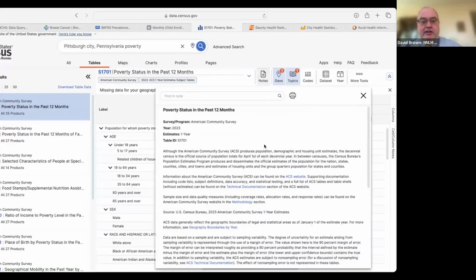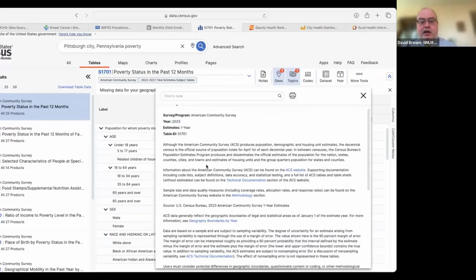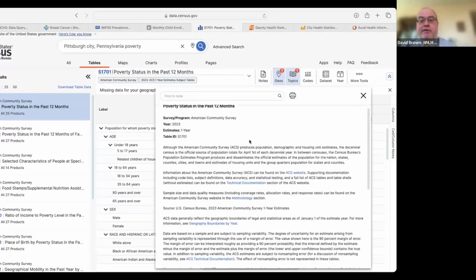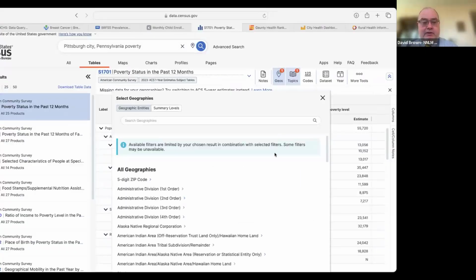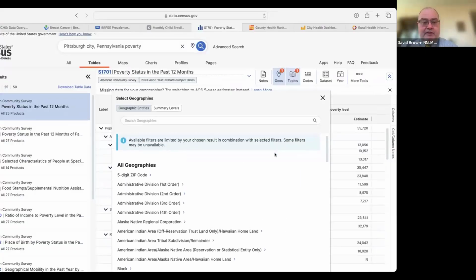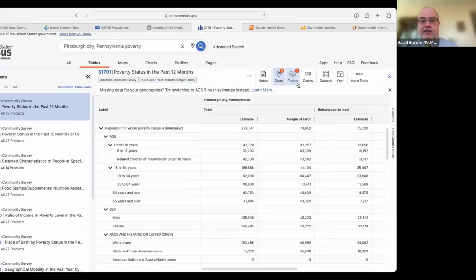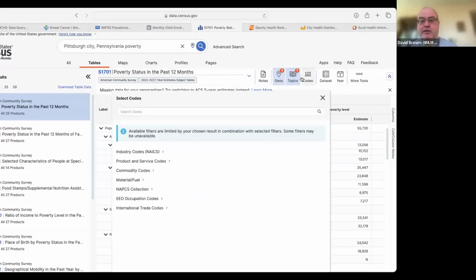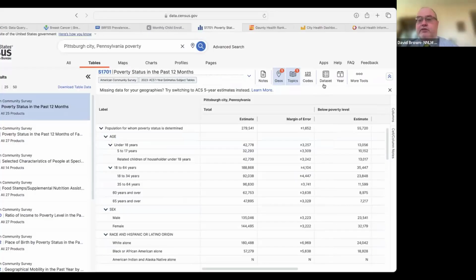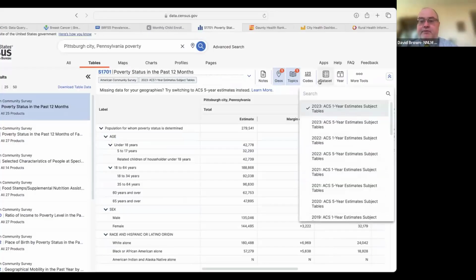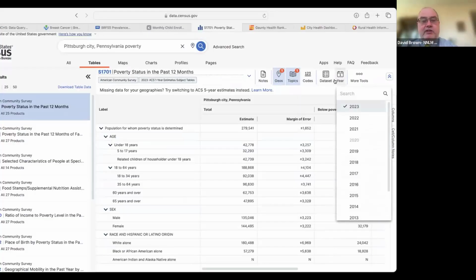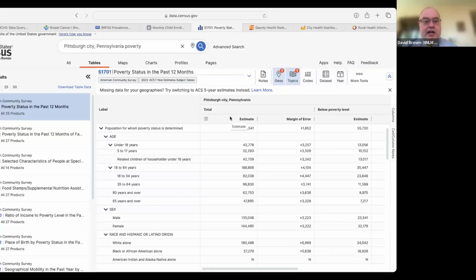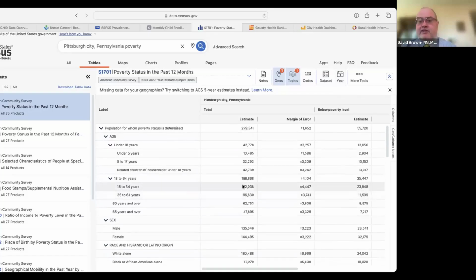There are some notes here, so we'll understand where it is. It tells you what year it came from, 2023, and what the table was. It gives you everything that's there. It will give you the geographic ideas, the topics, the codes that they use, the data set specifically, and by year you can change years. And it does work as you go on.